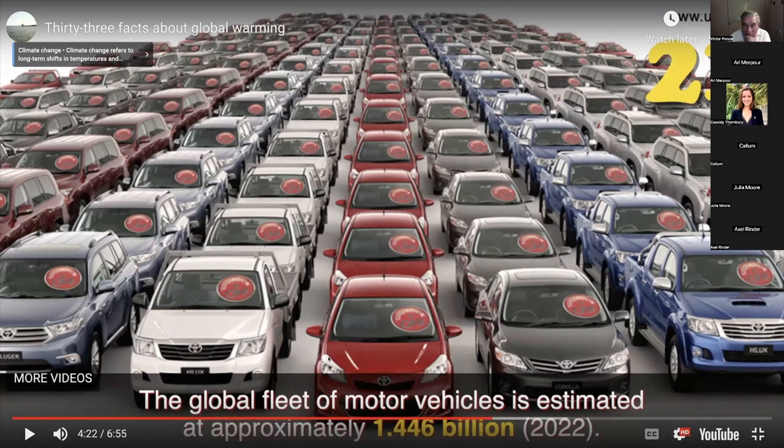The number has gone up substantially. I've been following this number as best as I could because it is a hard number to track, the global fleet of motor vehicles. But I know for a fact, since I've been doing this for more than 10 years, that it's been going up quite fast. Don't want to get into that, but you know why now. I already told you.